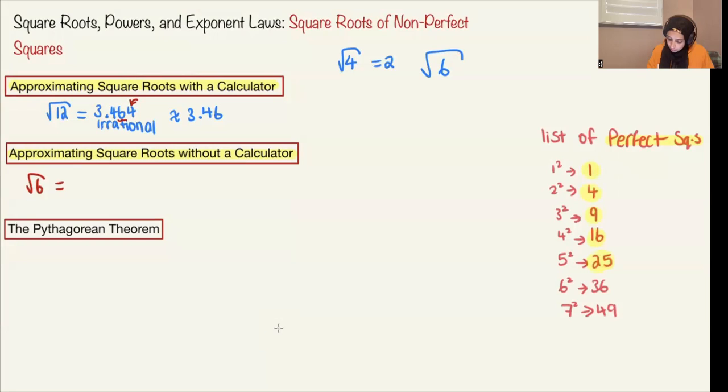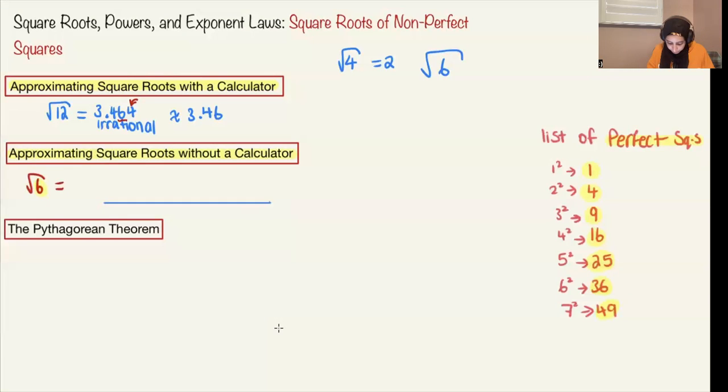Okay? The 16, the 25, the 36, all of the ones that I've highlighted, these are our perfect squares. Now, let's have a look at how I can figure out the square root of 6 if 6 is not a perfect square. Well, I think, okay, what are the two perfect squares that 6 is situated in between? And so we can draw a number line here.